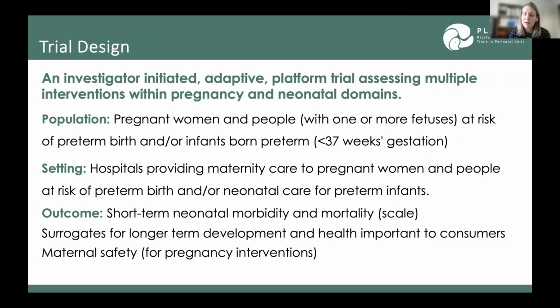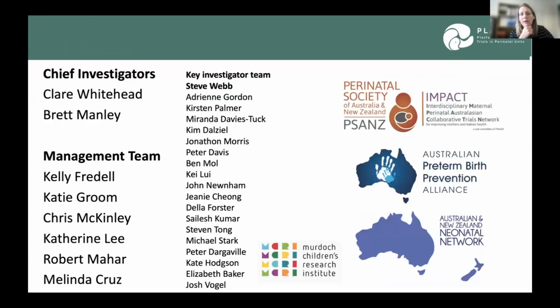And if we do something to the mother during pregnancy, we're obviously also collecting information about the outcome for the mother, but not so much for interventions that just happen with the baby. And this is our team and our networks and our supports. So we are one of many adaptive platform trials coming to Australia to answer important research questions. So hopefully this just gives you a flavour of why we should do them and what they look like.